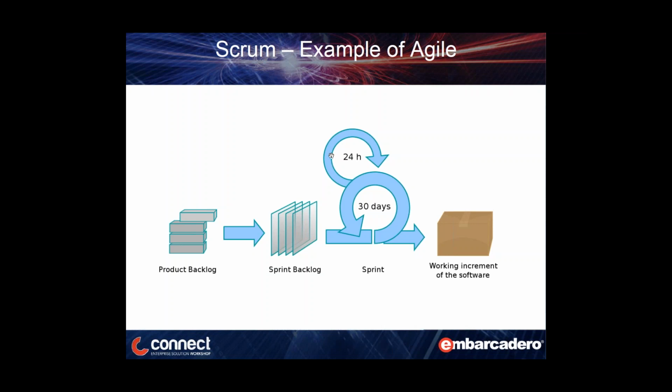So what we have is this product backlog, which you might think of as your customer wish list. Then you work with that customer to come up with a prioritized list of features that you're going to deliver in what we call a sprint. And a sprint is a release cycle. The number of days it runs is completely up to the organization. Most people go with 30 days, a 1-month cycle.